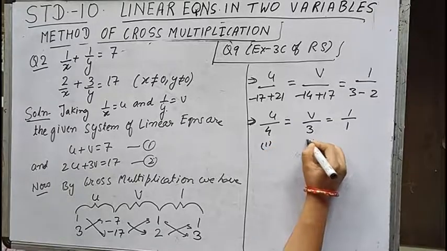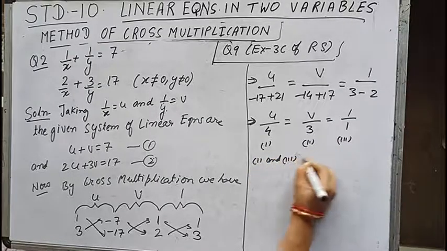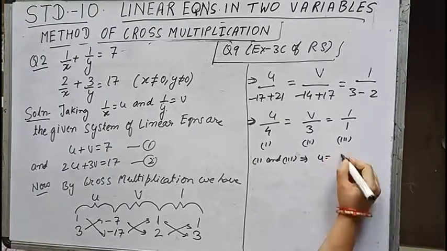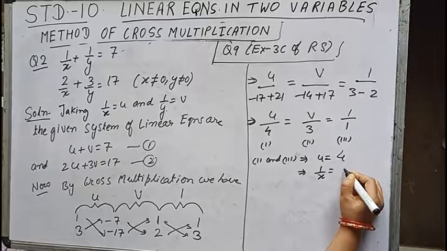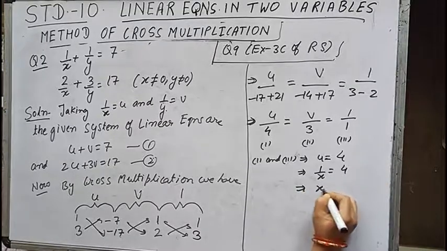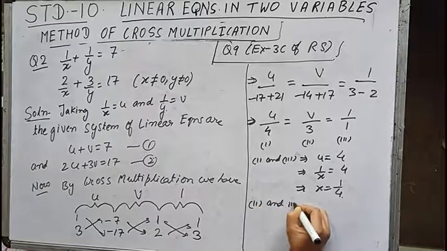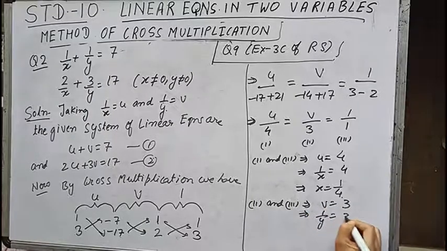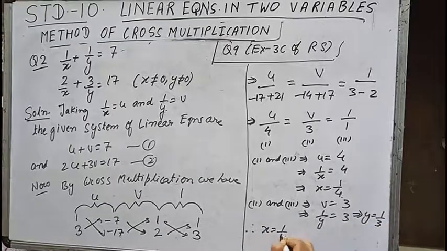Make it 1, 2 and 3. So 1 and 3 implies u equals 4. U equals 4 implies 1 by x equals 4, implies x equals 1 by 4. And 2 and 3 implies v equals 3, implies 1 by y equals 3, implies y equals 1 by 3. Therefore, x equals 1 by 4, y equals 1 by 3. Answer.